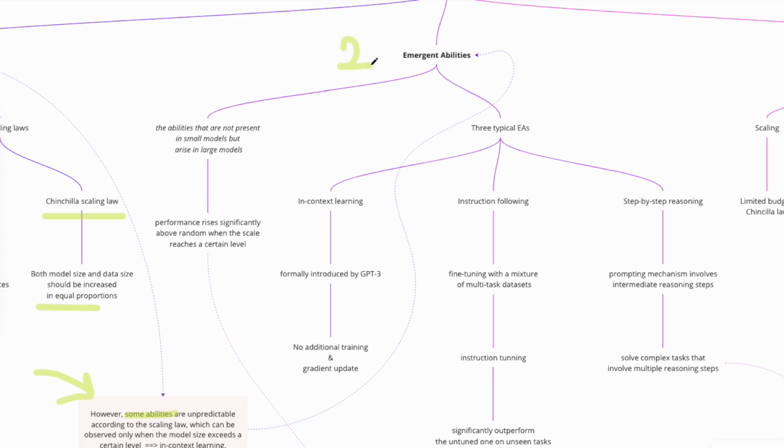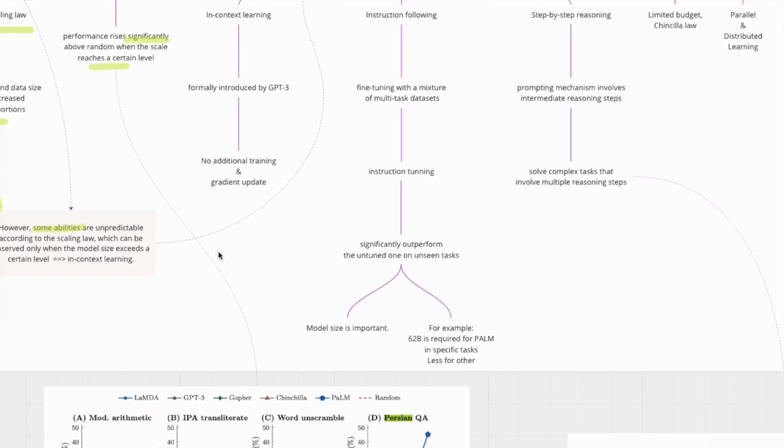And the second aspect, emergent abilities. The definition is simple: abilities that are not present in small models but arise in large language models. Those are emergent abilities. And the idea is that the performance of the model rises significantly when the scale reaches a certain level. Let's look at this figure, then it will be clearer.